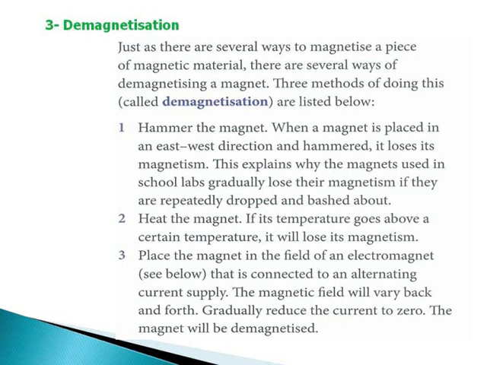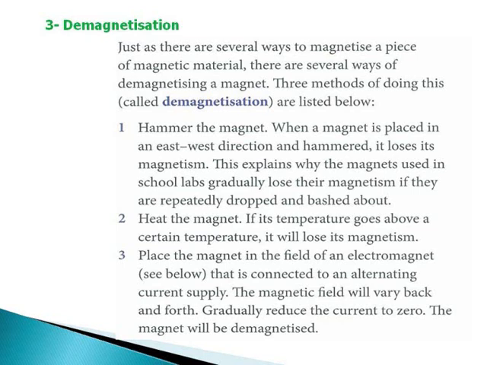First one is hammer the magnet. Second one is heat the magnet, and this is the best one, by using the heat. Third, place the magnet in the field of an electromagnet. So first one, hammer the magnet. Put the magnet in the direction of east-west and then hammer it. It loses its magnetism.